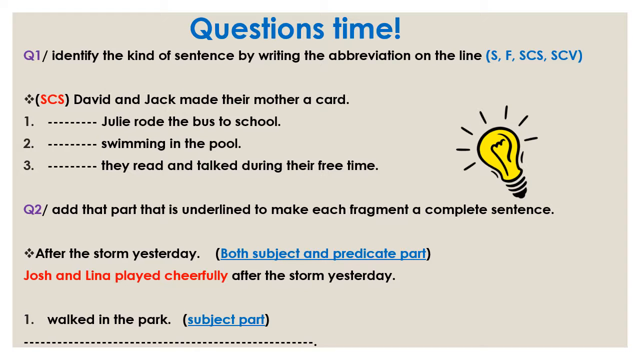Now, what about the second one? You will do it. Walked in the park. I want you to only add a subject to this sentence to make it a complete sentence. So what are you going to add? You have to think very carefully. Walked in the park. I want you to add a subject to this sentence. So what are you going to say? Just follow the steps that I taught you, and I'm very confident about you guys, and you will do it perfectly.